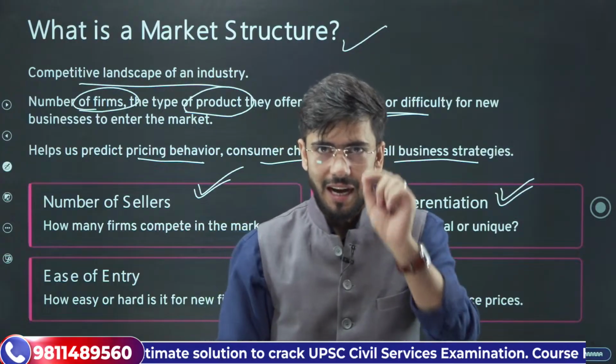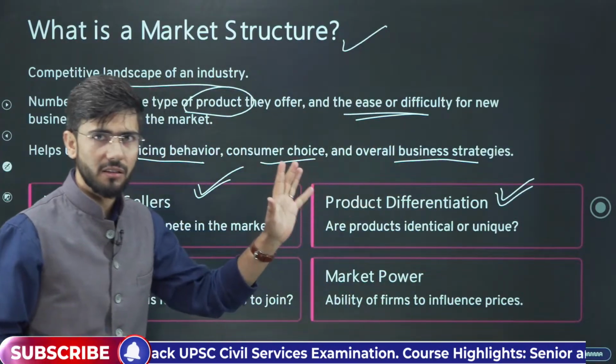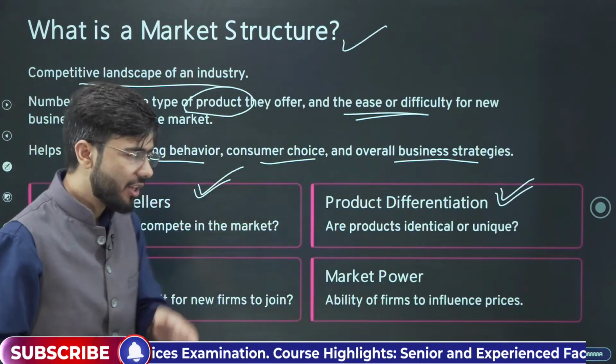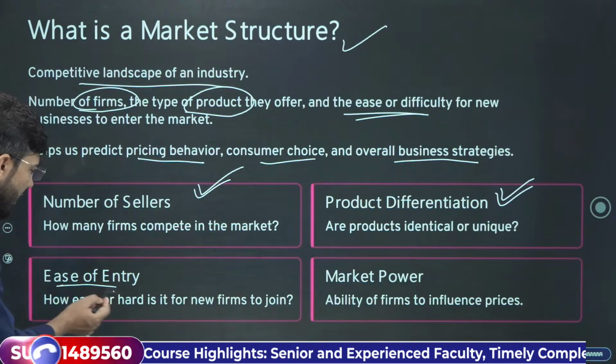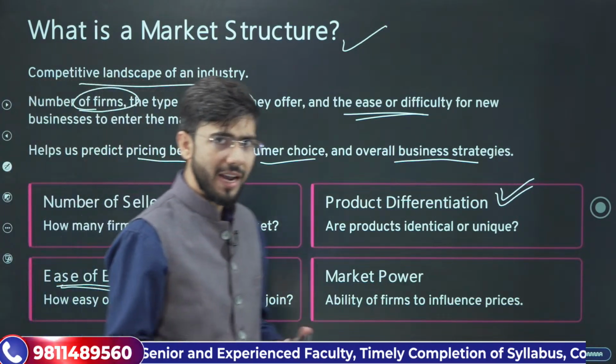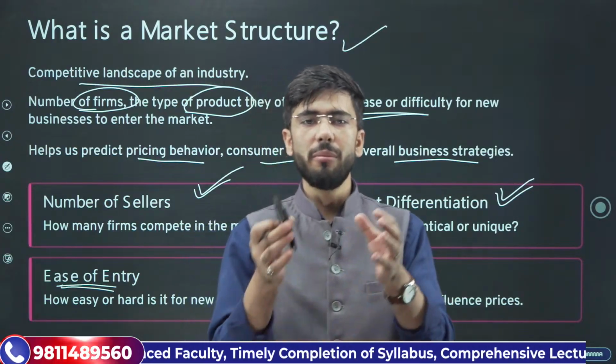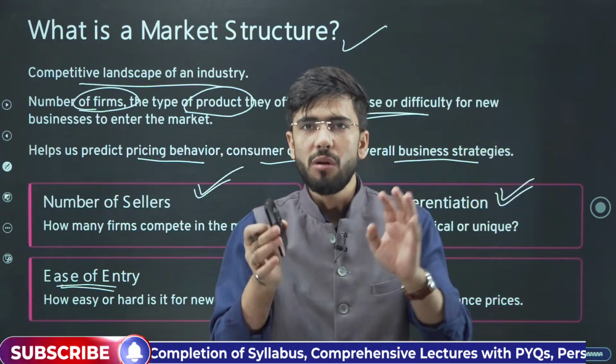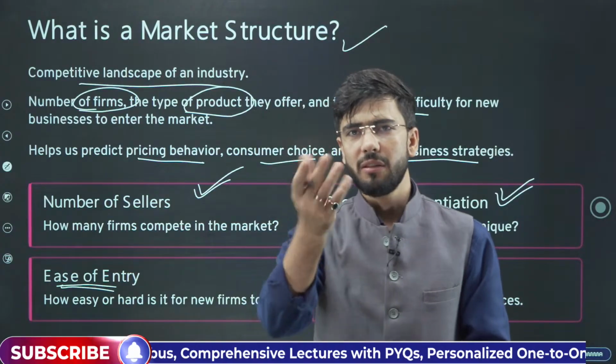Minor differentiation, and that is what differentiates the product. That is what shapes the market behavior of this. And why do these things happen? Why is it there? Because they want to make their product more attractive. They want more sellers of their product so that they can gain more.